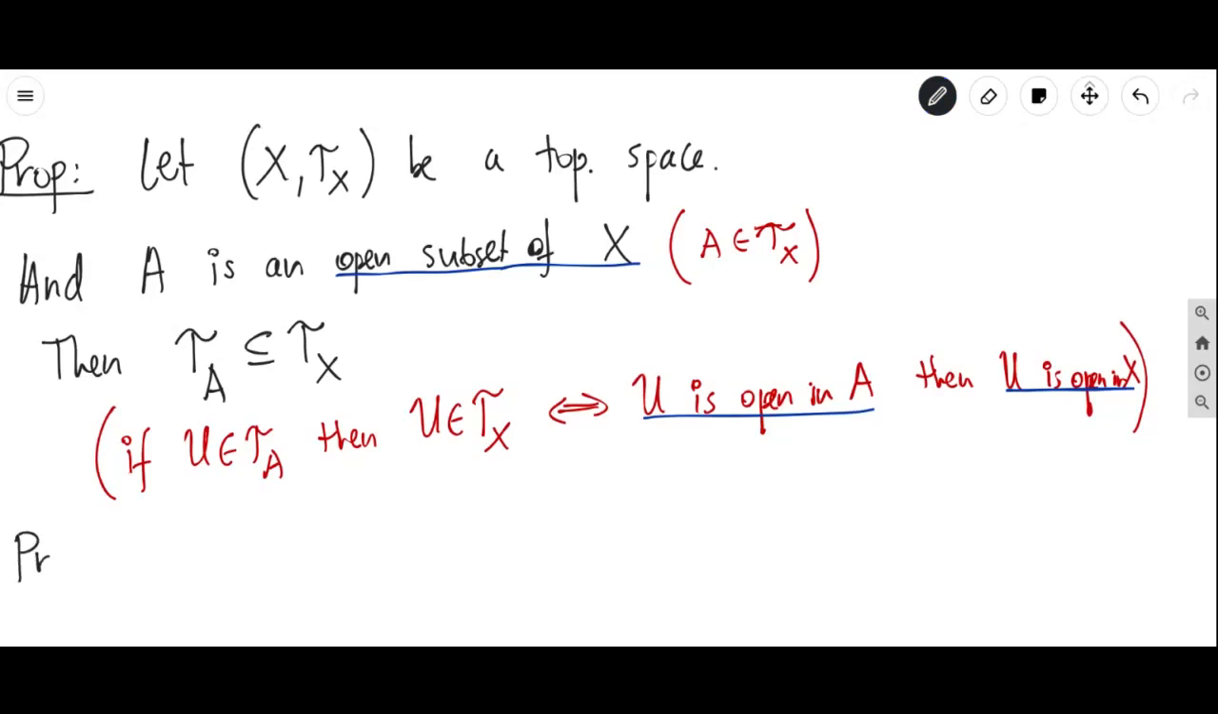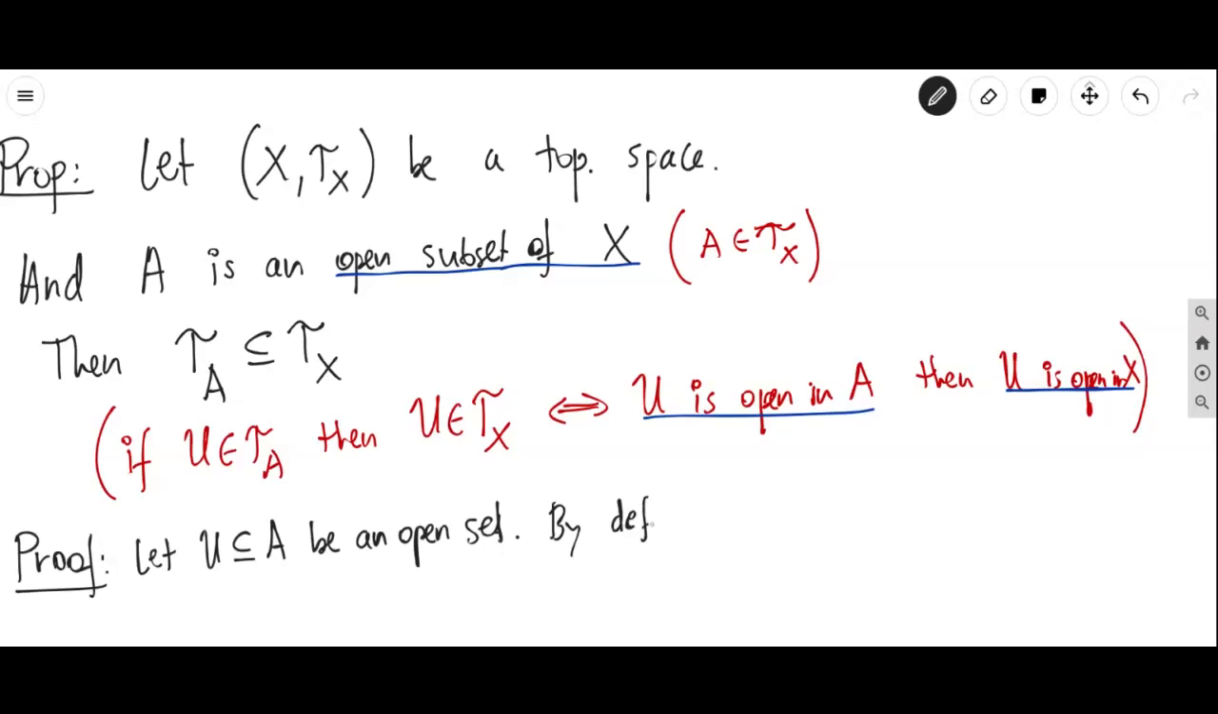So, proof. Let U, a subset of A, be an open set. And there's no ambiguity. If I just wrote let U be an open set, that's confusing. But when I'm writing let U subset of A be an open set, it's understood that U viewed as a subset of A is an open set, which is another way of saying U belongs to this. So let U be an open subset of A, then by definition of the subspace topology.